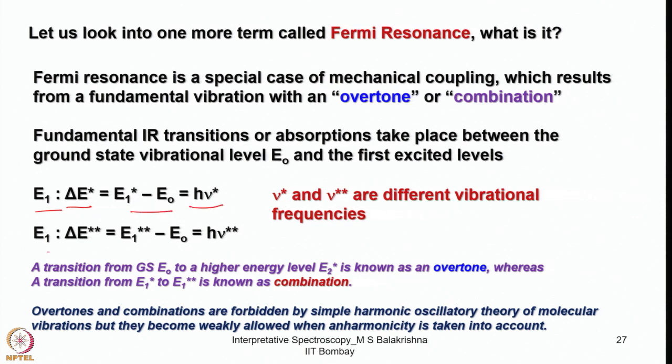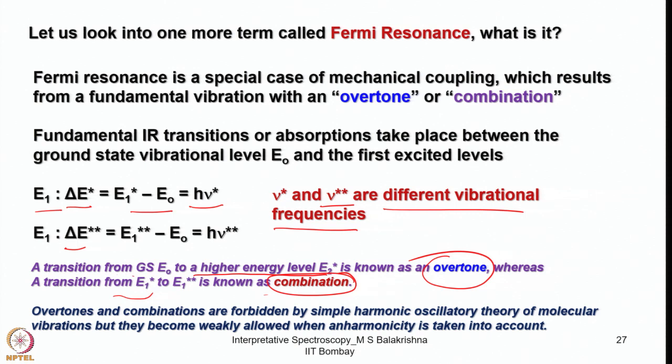And here E1 equals delta E double star, which I have given, equals E1 double star minus E star, equals h nu double star. What are those nu star and nu double star? Nu star and nu double star are different vibrational frequencies. That means a transition from ground state E0 to a higher energy level E2 is known as overtone, whereas a transition from E1 star to E1 double star is known as combination. One should know the difference between overtone and combination.